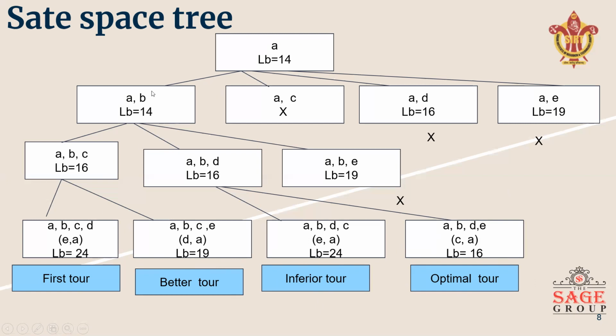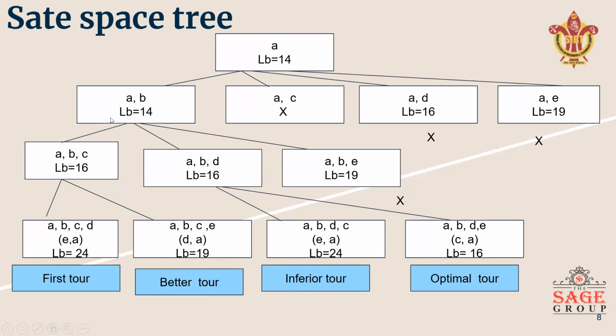We can say, alphabetical or first tour originating from by path, means the first path emerges from that node and he takes it, then it is the first tour. This is better than first tour. This is inferior because the lower bound value is 24. So it will take long time to travel in this sequence, and this is our optimal tour.